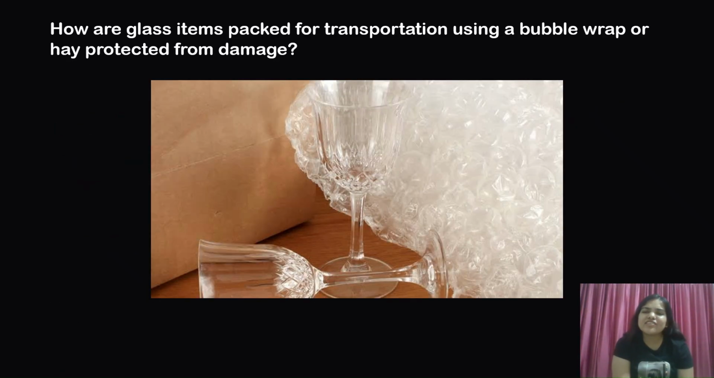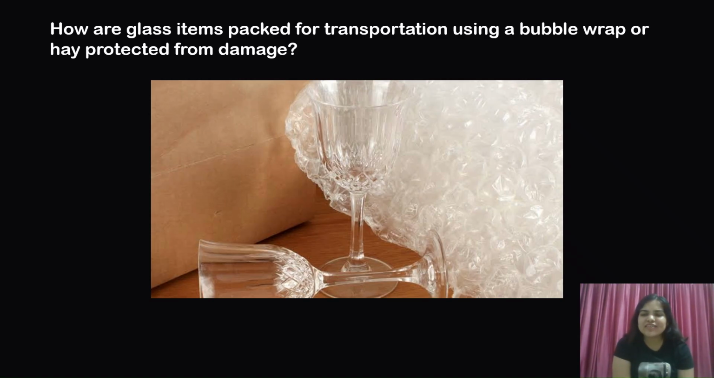A sudden collision causes a large change in velocity in a very short time, producing a large acceleration and therefore a larger force. Bubble wrap या hay cushioning provide करते हैं, so the stopping time increases. Bubble wrap or hay increases the time taken by the glass item to come to rest during an impact. This reduces the acceleration and hence the force acting on the glass, protecting it from damage.